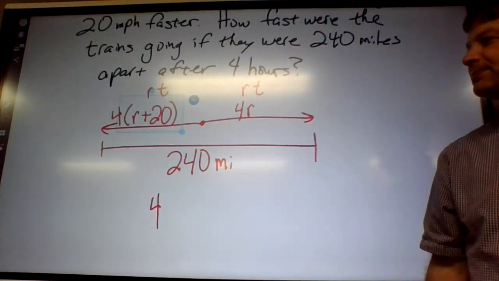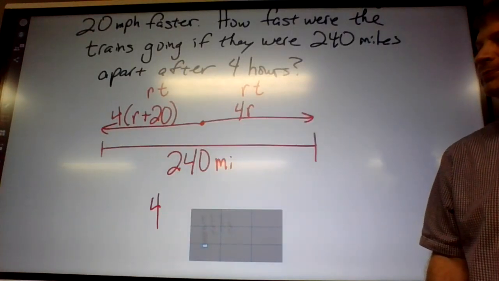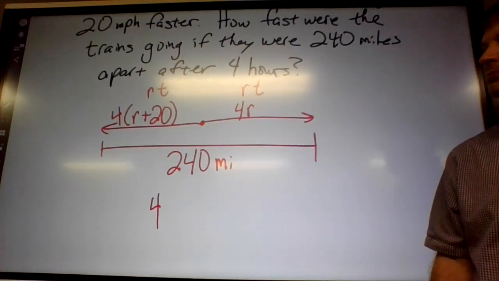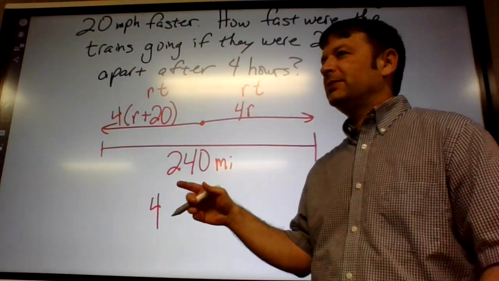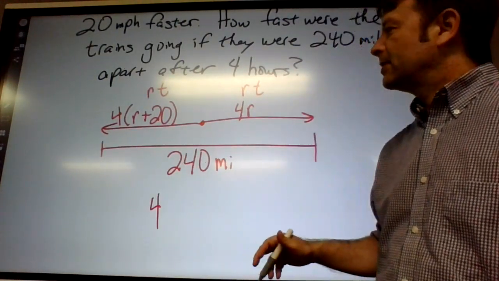Okay, Luke. Distribute the 4. Tell me what you do overall though. 4R plus 80. No. 4R. It's divided by... 240. All right, you would add the distribute and then it equals 240.